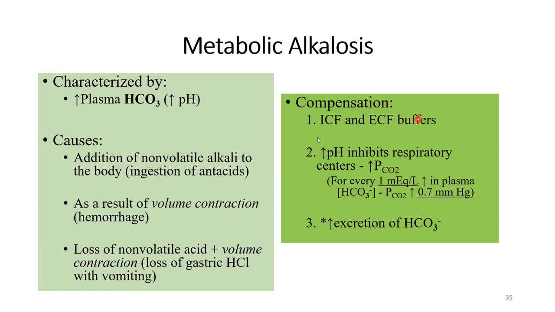So compensation, again: the buffers will be the immediate, the acute ones. The respiration, we've talked about this, that increased pH actually inhibits the respiration, leading to a rise in PCO2 because the respiratory centers have been depressed. The PCO2 is raised to basically counter alkalosis. And this stat is a quantification of how much PCO2 you have raised for each unit increase of bicarbonate. It's 0.7 mmHg increase in PCO2 for each 1 mEq/L increase in plasma bicarbonate.